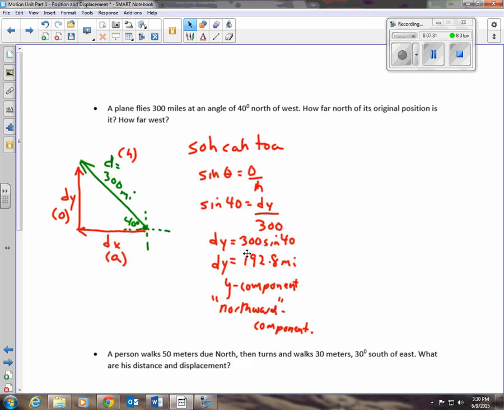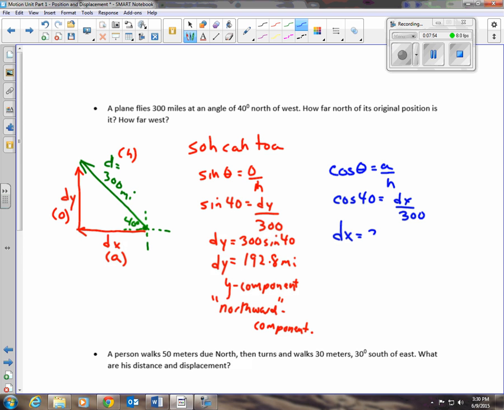Now we're going to try to find dx. So dx is the adjacent, and I have the hypotenuse, so I want adjacent over hypotenuse, so I'm going to use cosine. So cosine theta is adjacent over hypotenuse. So cosine of 40 equals dx over 300. And then dx is going to equal 300 cosine 40. So then we get dx equals 229.8 miles.